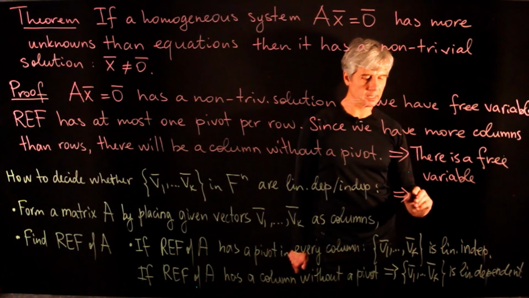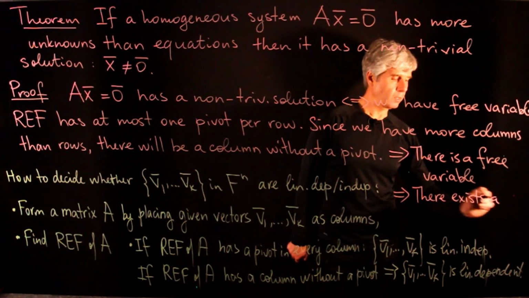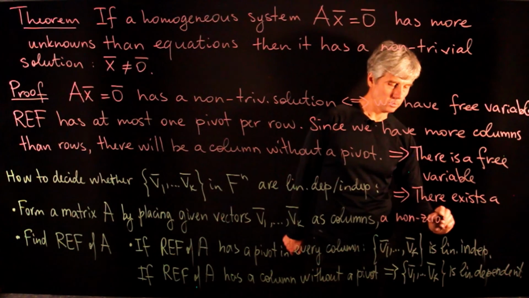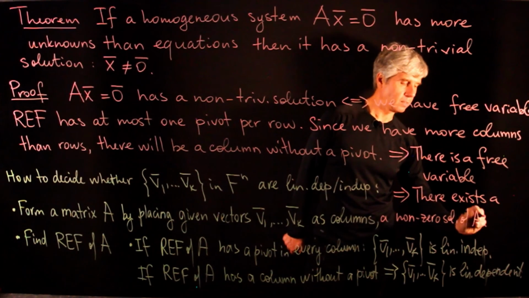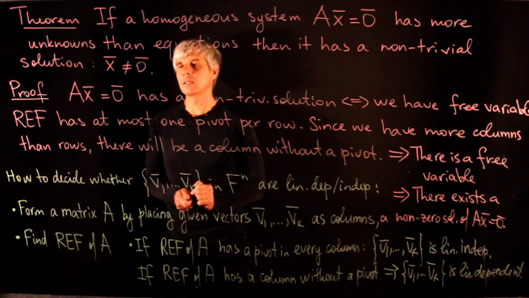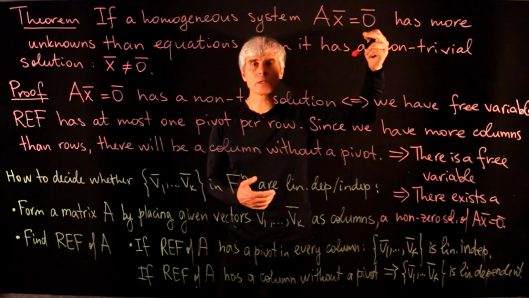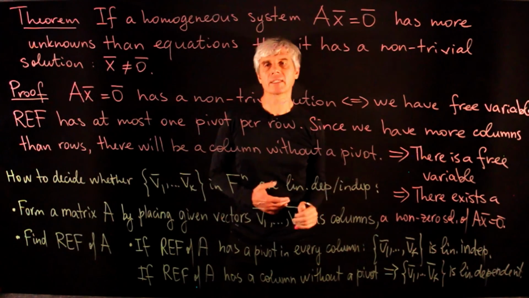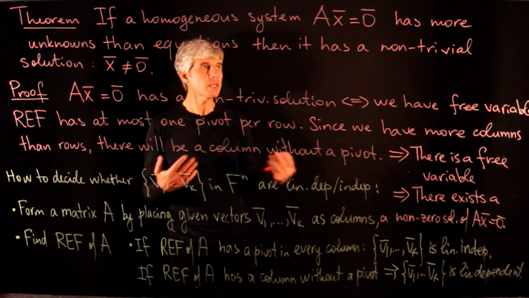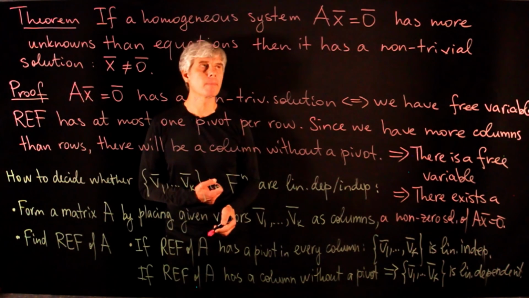And this implies that there exists a non-zero solution of Ax is equal to 0. Right? So basically this says that if we have a homogeneous system, with a 0 right-hand side, and it has 3 equations and 5 unknowns, then this system will have a non-trivial solution, right?